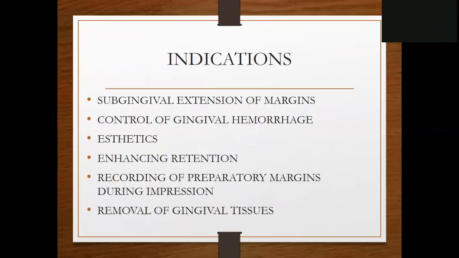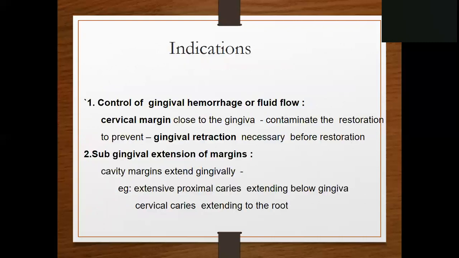So what are our 6 indications? The subgingival extension of the margins during the cavity preparation, the control of the gingival hemorrhage as well as the GCF. In case of anterior tooth, the aesthetic is quite important, and also to enhance the retention of the restoration in indirect restoration, recording of the preparatory margins during impression taking, and finally the removal of the hypertrophied gingival tissues.